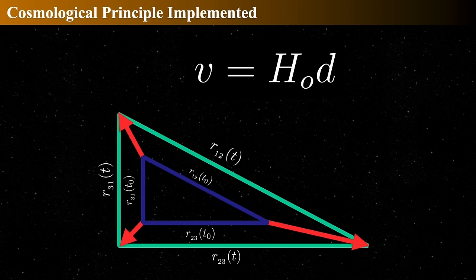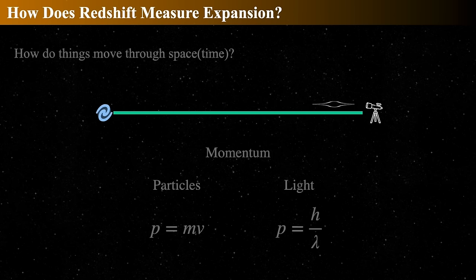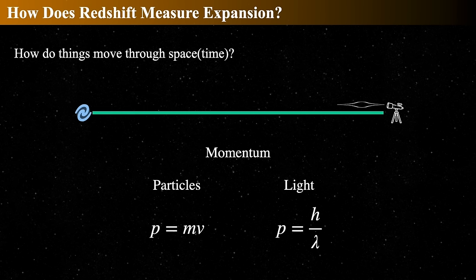What we now need is a method to actually measure the lengths of these triangles, especially when the sides are very, very, very large. So let's look at our only hope, light. Let's presume the previous discussion is true. What does that tell us about light? So if we start with a galaxy emitting light on the left, and then we watch what happens as the universe expands, the light has finally arrived at the telescope.